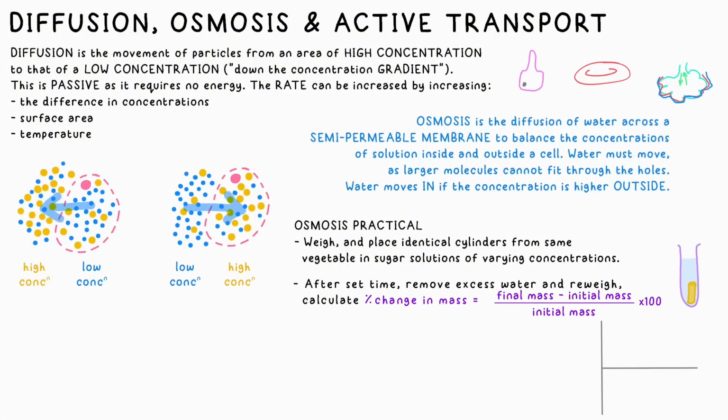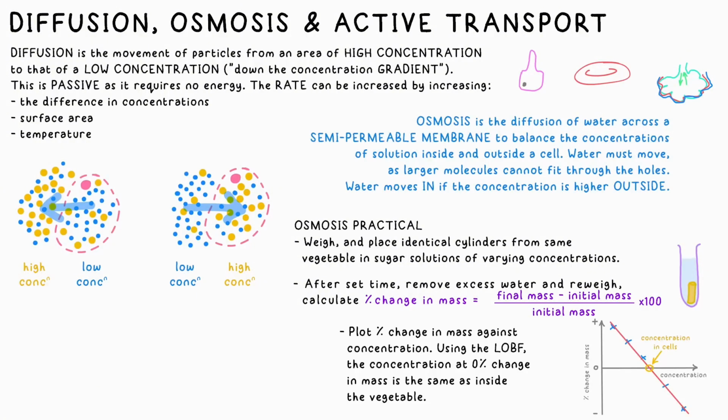mass. We plot these percentages against sugar concentration and we draw a line of best fit. Where this crosses the x-axis is what concentration should result in no change in mass, so no osmosis, so this means this must be the same as the concentration inside the potato.